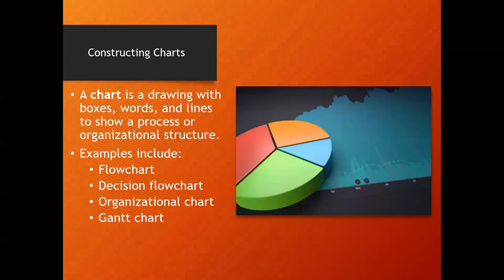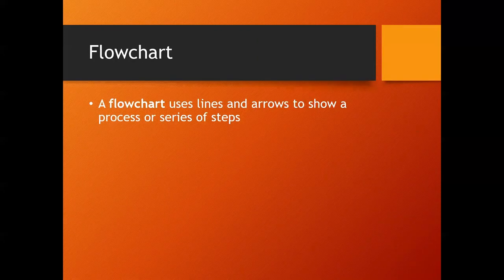So next, we're going to move on to charts. A chart is a drawing with boxes, words, and lines. Typically, charts are going to show a process or some sort of structure. For example, we've got flow charts, organizational charts, and Gantt charts. A flow chart is going to use lines and arrows to show a process or a series of steps.